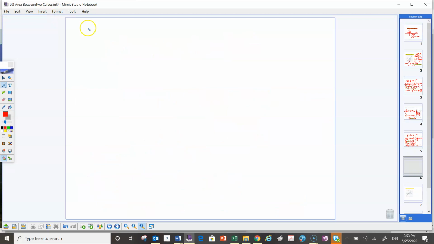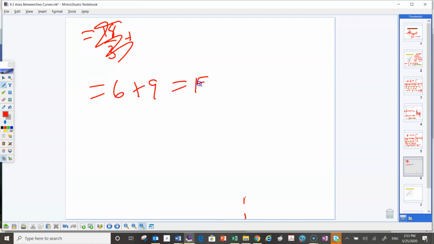And if you want to combine those, I got 18 over 3. Oh, what am I doing? That's 18 over 3 is simply 6. Plus 9, or my net area is 15.